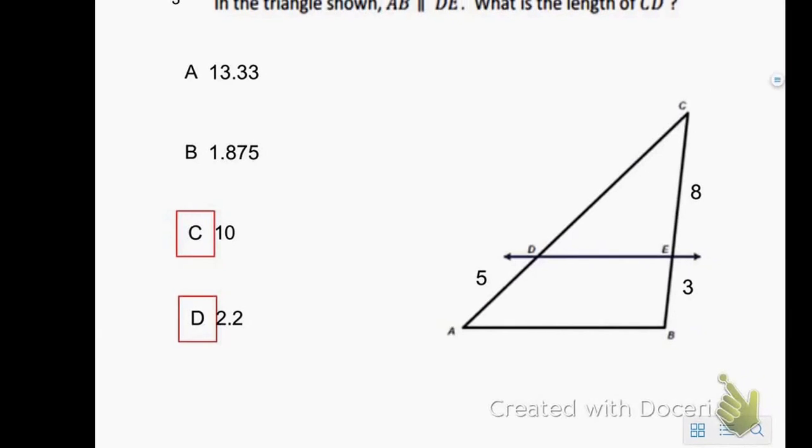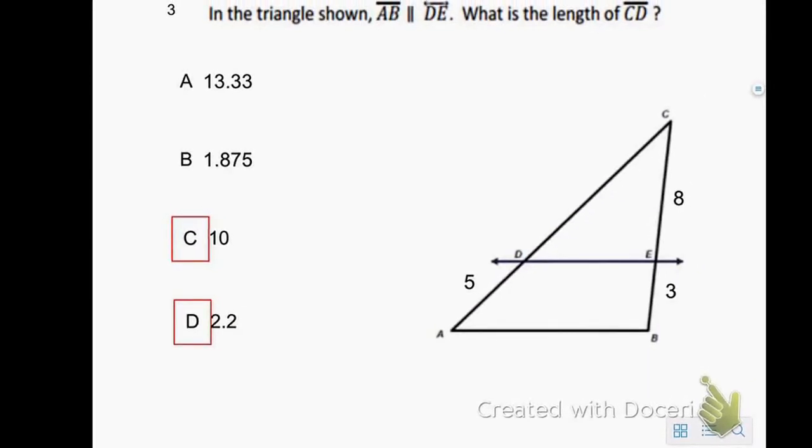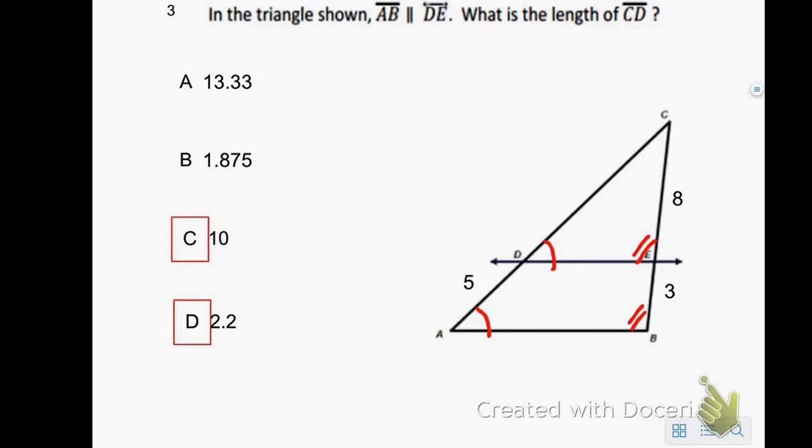Number 3. In the triangle shown, AB is parallel to DE. Now they tell us that, so we'll know that angle A is congruent to angle D, and angle E is going to be congruent to angle B. So I know in this picture I have similar triangles by the angle-angle postulate. Therefore, my sides must be proportional. The question wants me to find the length of CD. It would be beneficial to put an X there.